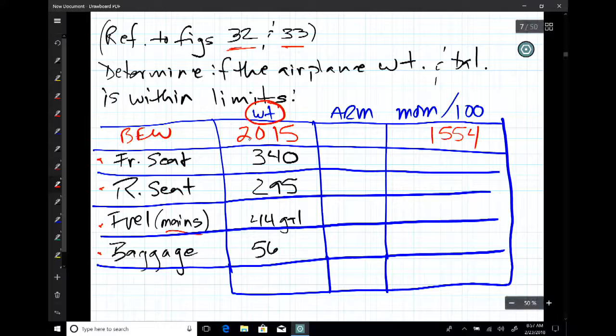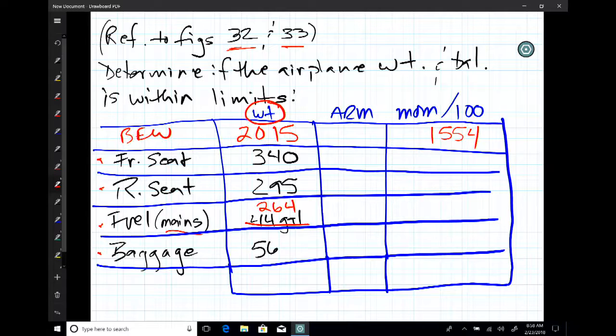So we add 2015. We add our front seat passengers of 340 pounds, rear seat passengers of 295 pounds, fuel in the mains, 44 gallons. What does 44 gallons of fuel weigh? 44 times what? 6. That is correct. So 44 times 6, how many of you got 264? Excellent. Then we have our baggage at 56 pounds. So then we're going to add all of that up, okay?